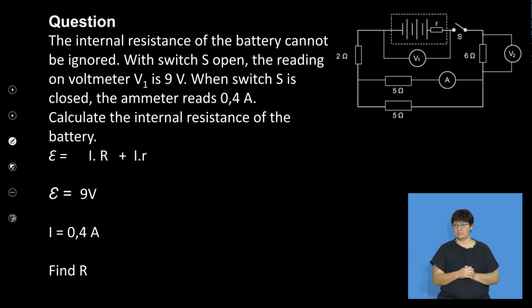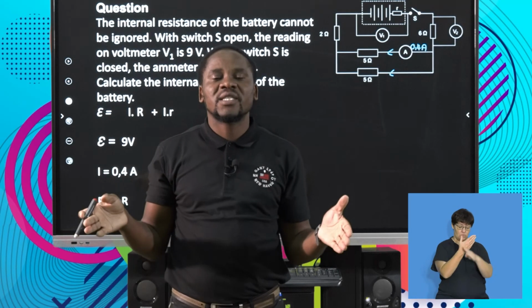Okay. Now, what are we saying? We are saying that the current that goes through the 5 ohm resistor, which is connected in parallel with the other 5 ohm resistor, is equal to 0.4 amperes. So if this is 0.4 amperes, what will be the current that goes through the other 5 ohm resistor?